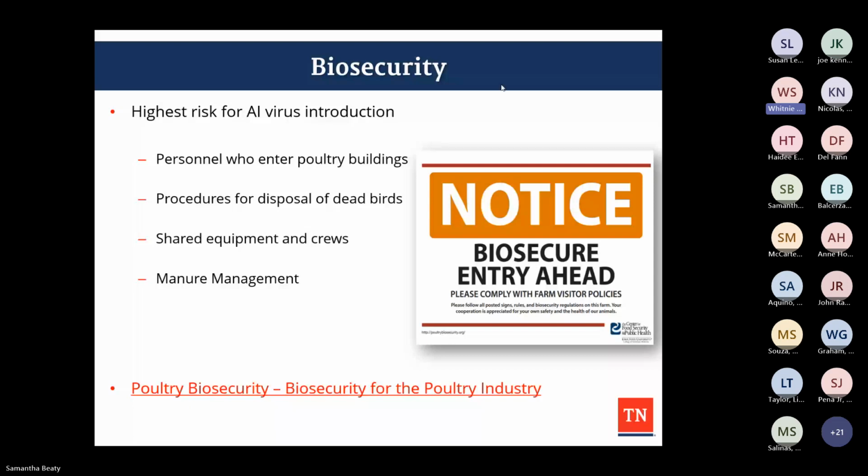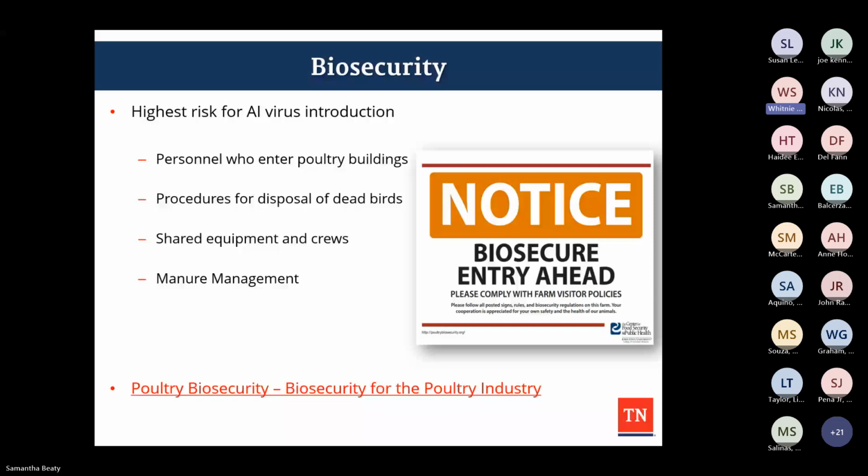So going back to some of the goals of the response being containment and prevention of further spread, it all comes back to these biosecurity principles. And thinking about some of the highest risks for avian influenza virus being introduced into a farm or onto a premises, here are a couple of the major ones, which would be personnel who are coming on site or going inside buildings, how disposal of dead birds is managed, sharing equipment, crews, people, and manure management.